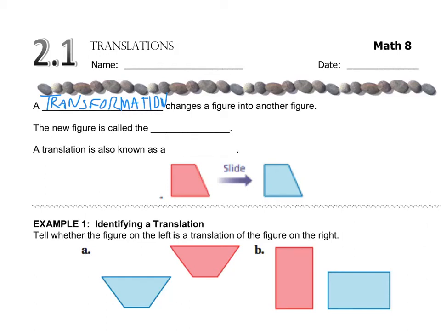Today we're going to talk about translations, but before we talk about translations, I just want to mention the word transformation. A transformation is when we change one figure into another figure. So a translation is a type of transformation, and we're going to discuss other types of transformations throughout this chapter. The new figure is called the image.